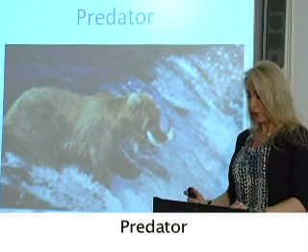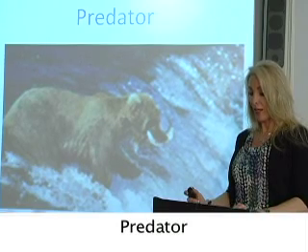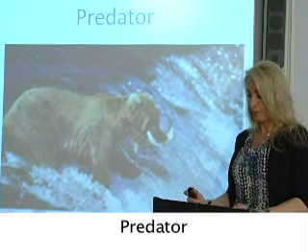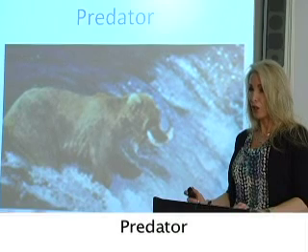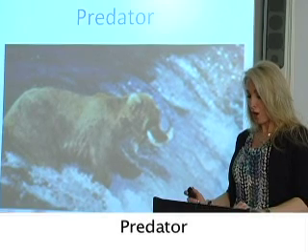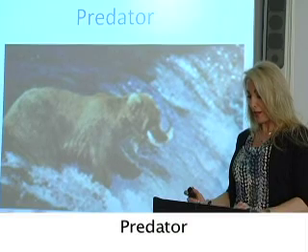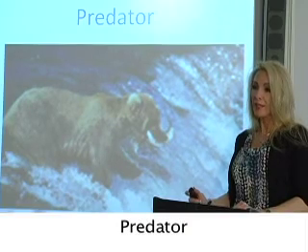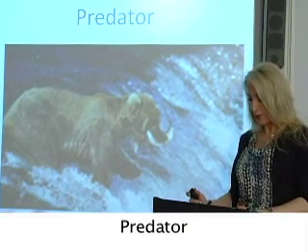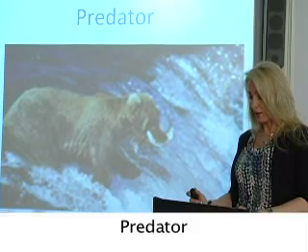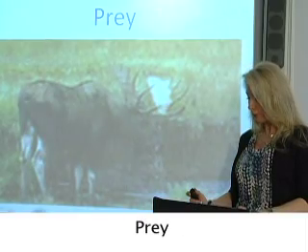Predators are carnivores, which means their diet consists of meat. Some predators, such as coyotes and bears, are also scavengers, meaning they will eat the carcasses of animals that they did not kill. The opposite of a predator is prey.